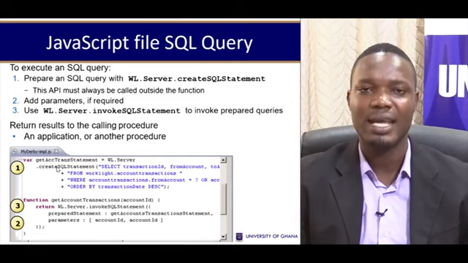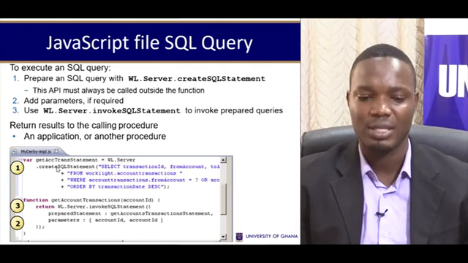Now, to execute an SQL query, we need to prepare an SQL query with WL.Server.createSQLStatement. This API must always be called outside the function. Secondly, we need to add parameters if required. And thirdly, we use WL.Server.invokeSQLStatement to invoke the prepared queries.